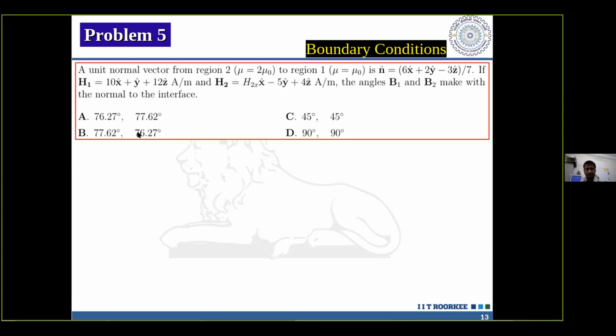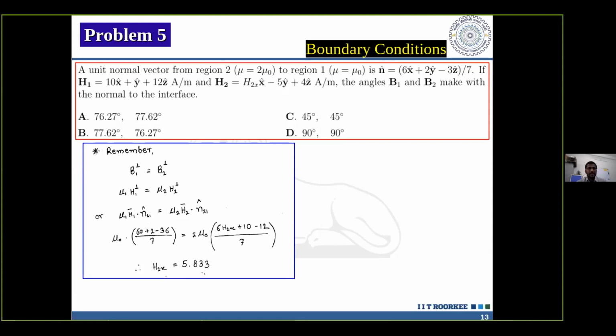Okay, so now what we know is that the perpendicular component of the magnetic flux density along the boundary is continuous. So I can write mu1 H1 perpendicular is mu2 H2 perpendicular, which means the perpendicular components of H1 and H2 are not continuous. When I say H1 perpendicular, I can write it as H1 dot n cap, the unit normal vector pointing from 2 to 1, and mu2 H2 again the same. So we already know H1, we already know n21, the unit normal vector. From this you can calculate H2x.